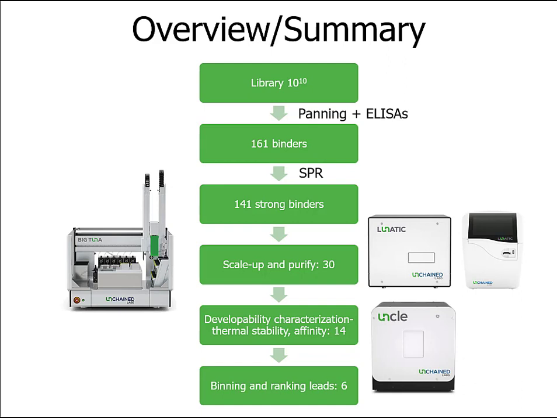And then once we have all that data, we can couple that with, say, blocking data, as I showed before, to make assessments as to which leads we want to move ahead. So in this case, we picked 6 final leads based on all that data to push forward, potentially into some in vivo studies. Just to summarize again, the UNCLE platform is a really important part of our overall discovery workflow, and we continue to use many of the other Unchained instruments to express, purify, as well as quantitate our antibody leads as we move them forward in our workflow.